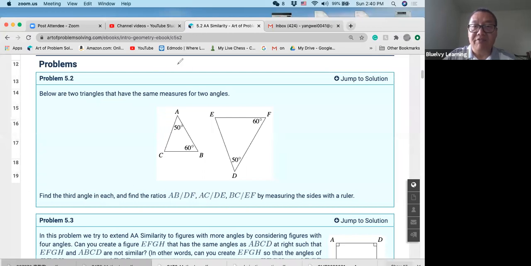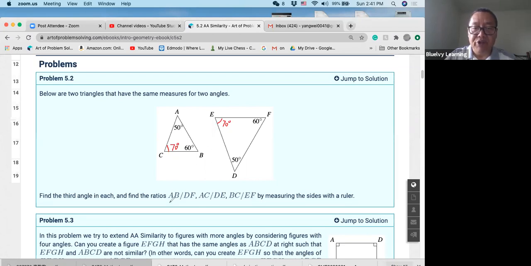This one is very easy, right? So you can get this one: 50 plus 60 is 110, subtracted from 180, that's 70 degrees. This one is also 70 degrees, right? Then in this way, by the AA similarity theorem, we can get that these two triangles are similar.